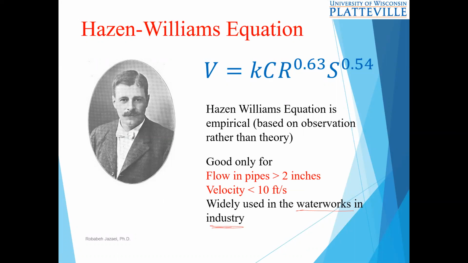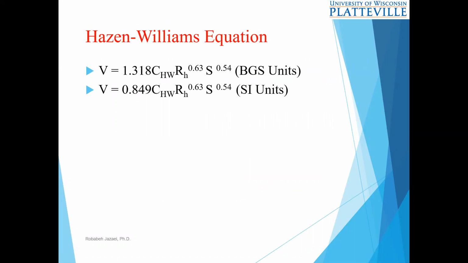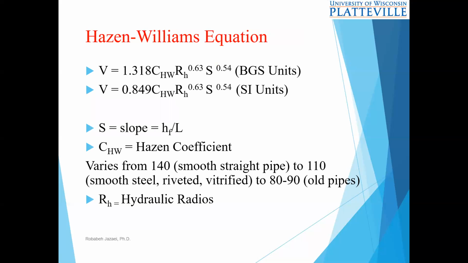And as you can see, it's usually used in waterworks in industry. So this is the equation. You can see similar things for the Hazen-Williams equation in different textbooks or the FE. You can see different versions, but all of them are the same. This one is the equation that we use in this class. The British system is different than the SI system. So let's see what is here.